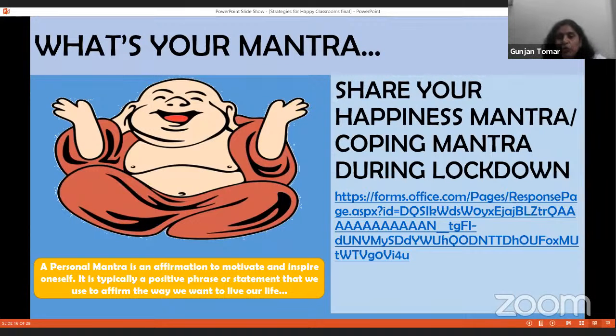Then it was time for them to share their happiness mantra or coping mantra. I remember, Matt, you had asked me what mantras are a long time back when we had come up with the well-being mantra. Mantra is a Hindi word which means an affirmation to motivate and inspire oneself. It is typically a positive phrase or statement that we use to affirm the way we want to live our life. So any phrase that you feel will give you motivation or happiness or a reason to lead your life happily is something I asked them to share.